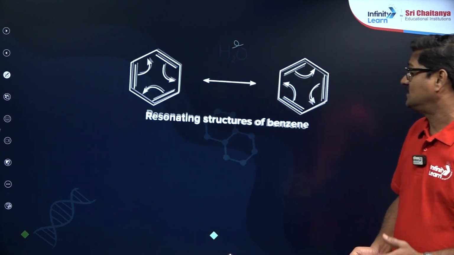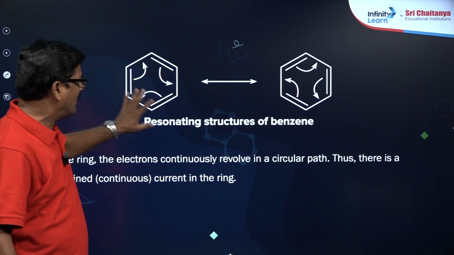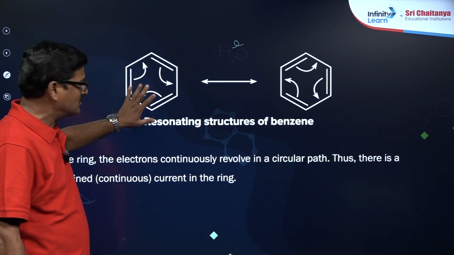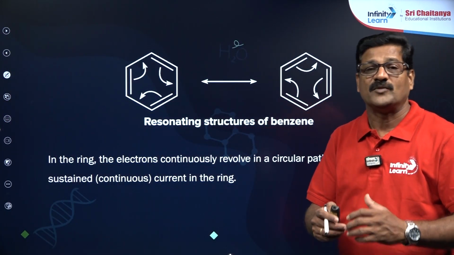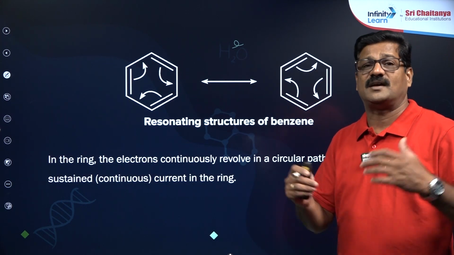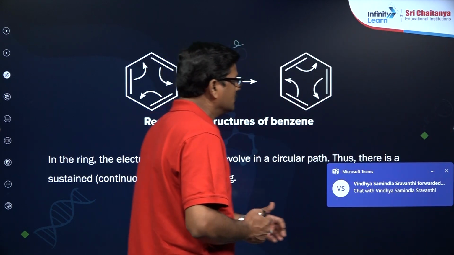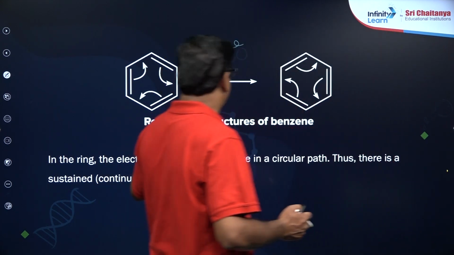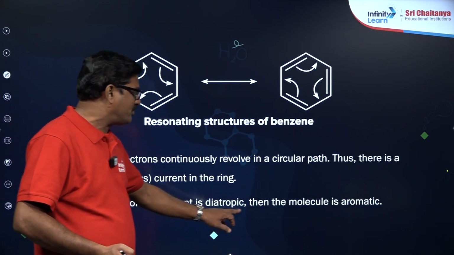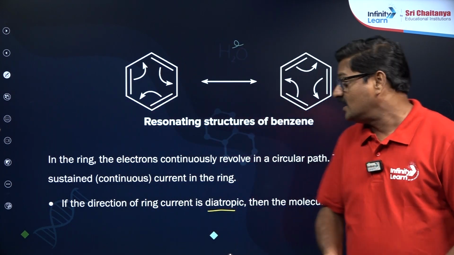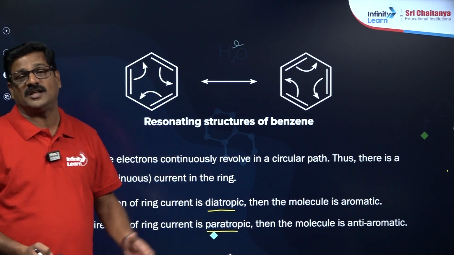In aromaticity, the electrons in the ring continuously revolve in a circular path and are delocalized above and below the ring, so that the delocalized system resists addition reactions; rather, it undergoes substitution reactions. This is attributed to aromaticity. If the ring current is diatropic, the molecule is said to be aromatic, and if the ring current is paratropic, then it is anti-aromatic.